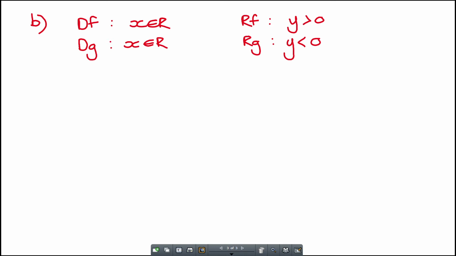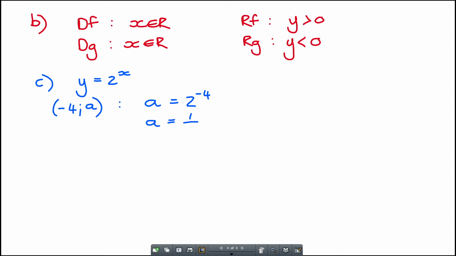Okay. By C, het hulle mos my gevra, get the value of a. Okay, nou ons het oorspronklik gehad, our equation was y is equal to 2 to the power of x. Now we're going to substitute in that point where x is minus 4 and the y value is a. Okay, so dan gaan ek hê, a is gelyk aan 2 tot die mag minus 4. Nee, okay, and 2 to the power of minus 4 is 1 over 16.